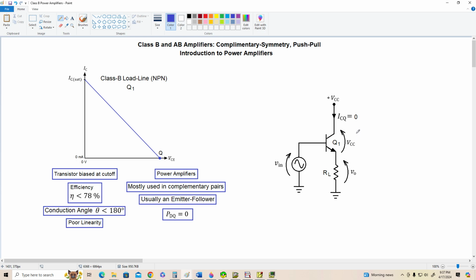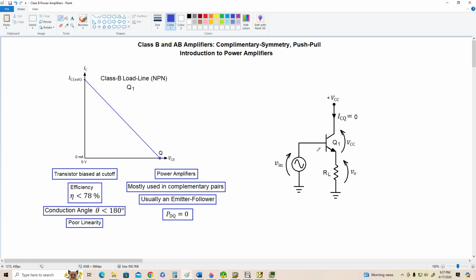Alright, let's take a look at what happens when Vin goes positive. Initially nothing happens because we have to overcome the base emitter barrier potential for Q1. Once we exceed the barrier potential, the transistor starts to turn on and we get an output voltage. The output voltage will be a replica of the input, except it's going to be about 0.7 volts lower in amplitude because of the barrier potential. When Vin goes negative, we reverse bias the base emitter junction and simply drive the transistor harder into cutoff.